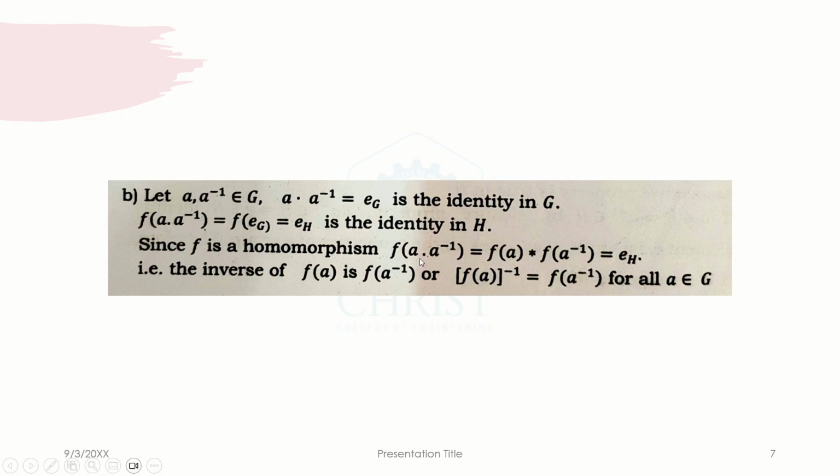Now, due to the homomorphism property of f, I can split the left side as f(a) star f(a inverse) is equal to e_H. So from this equation, it is clear that f(a) and f(a inverse) are inverses of each other, so that I am getting the identity element. So the inverse of f(a) is f(a inverse). Now I hope the property is clear to you.